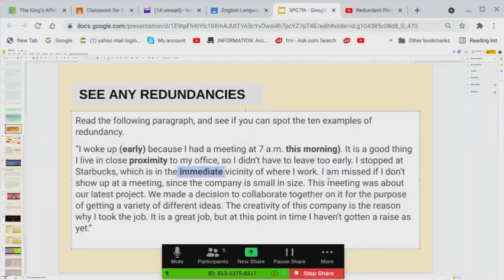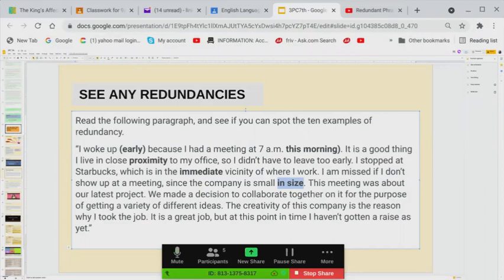I am missed if I don't show up at a meeting since the company is small in size. Any redundant? Small in size. Yes, small in size. So I'm going to take out in size because if we take out small, then the sentence won't read well. Sometimes to eliminate redundancy, even though you're not going to correct it right now, you'd probably think about correcting this for summary, but we're doing that next year. We're focusing on summary next year, right?